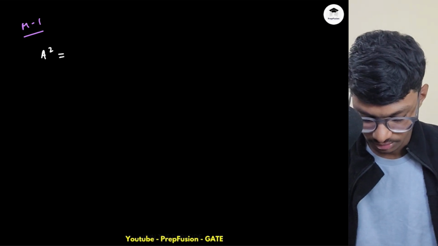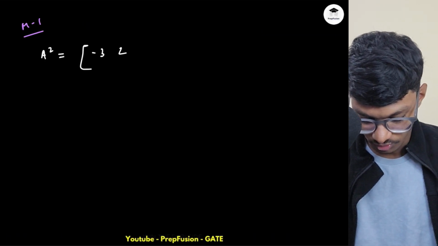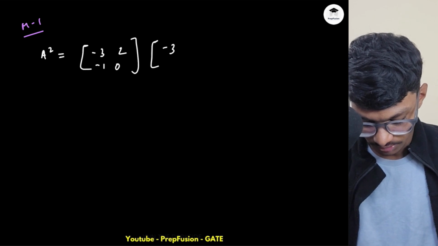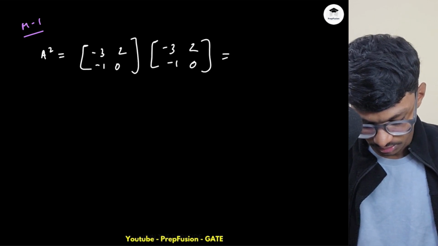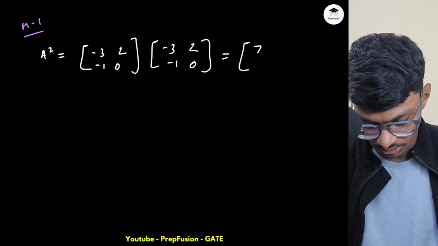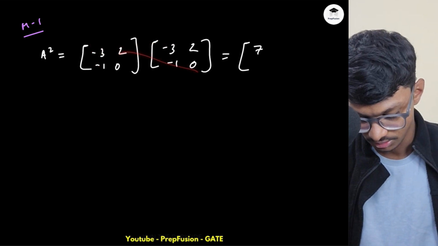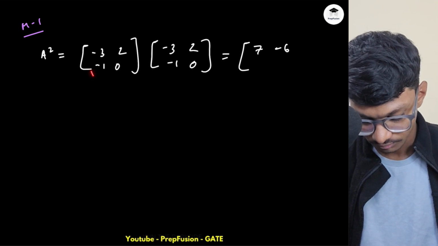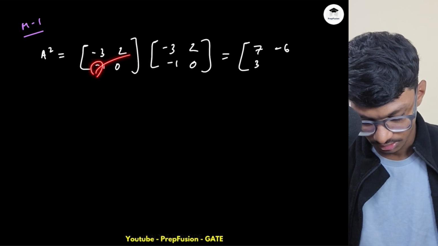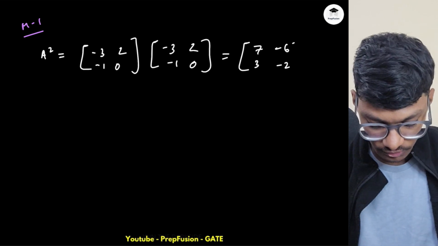you find A square. A square will be simply this matrix multiplied twice: [-3 -1; 2 0] times [-3 -1; 2 0]. This will be equal to 9 minus 2, so this is 7. Now this is -3 times -1 is 3, and this is -6 and 0, so -6, and this is 3 and 0, so this is 3, and this is -2. So this is what my A square is equal to.